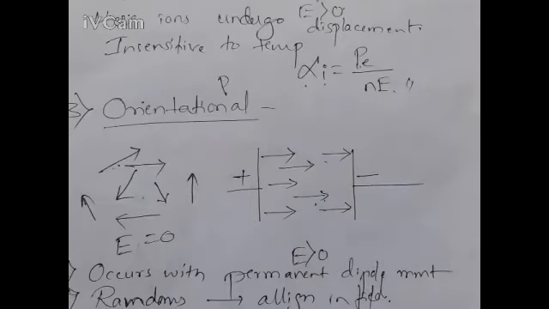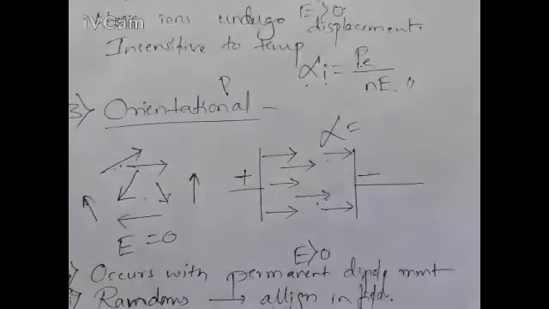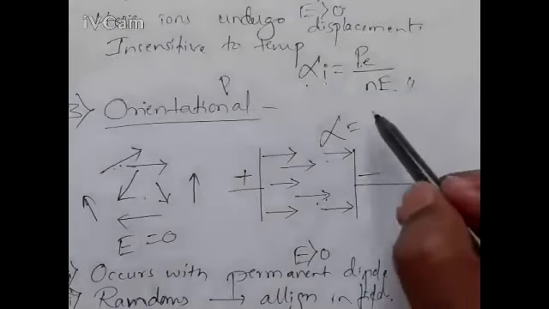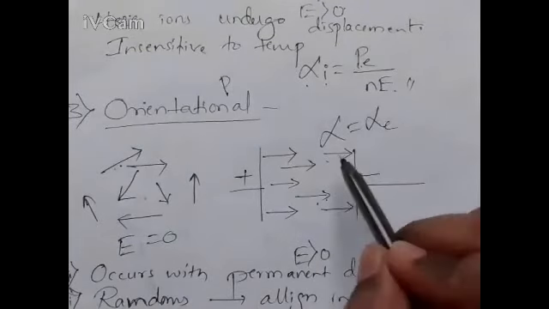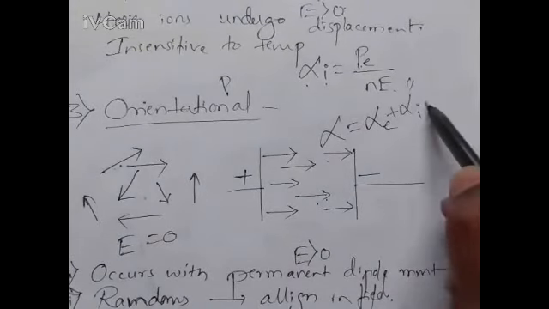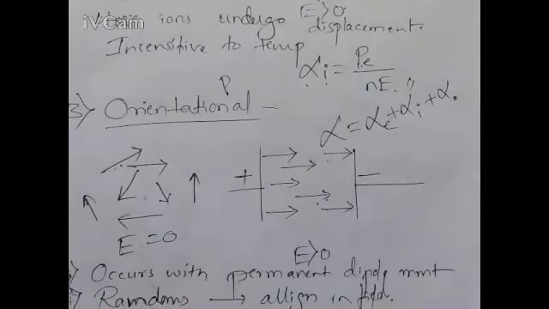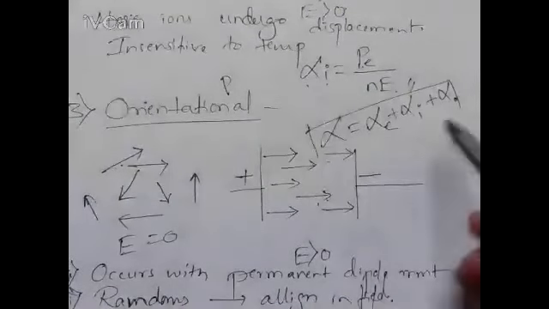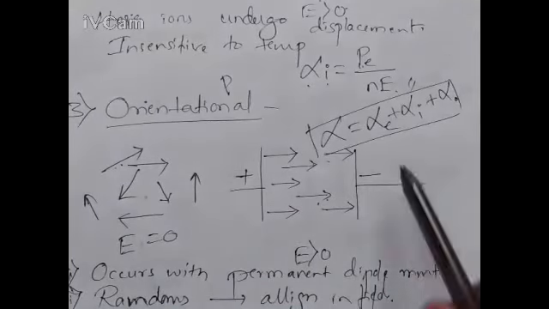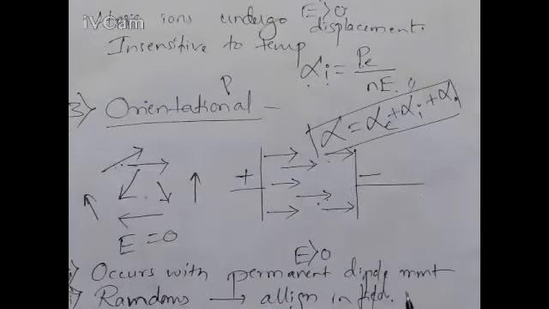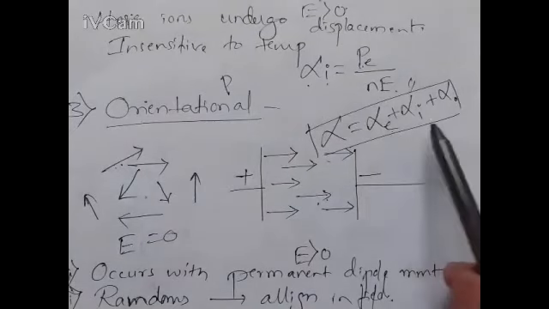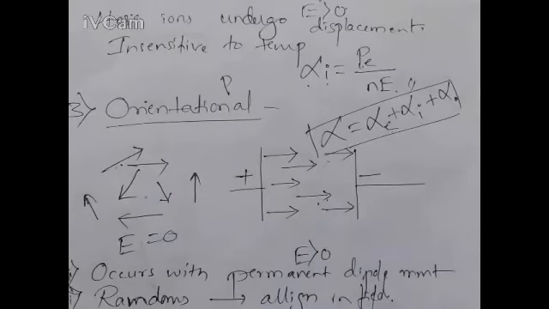So the total polarizability alpha is equal to, in the material, if you take any material, electronic plus ionic plus the orientational. So this is the total polarizability of that material. If you take alpha E, alpha I, and alpha naught, it's a total thing.